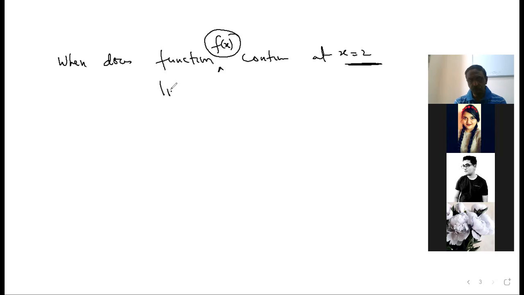Limit x extending to 2, f of x is equal to f of 2. F of 2. Very good. Now let me ask somebody else.